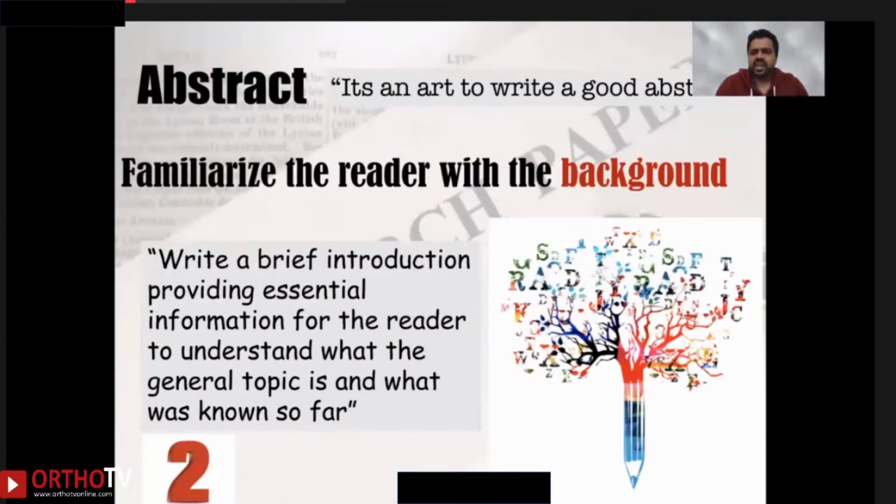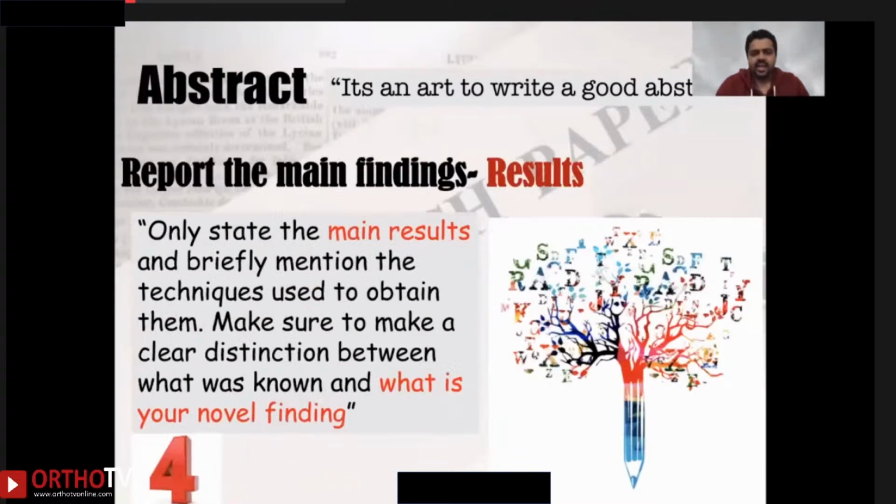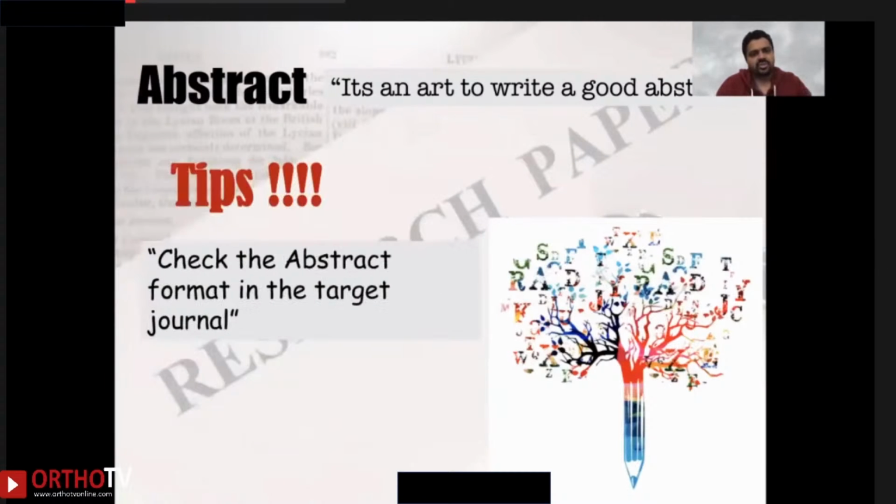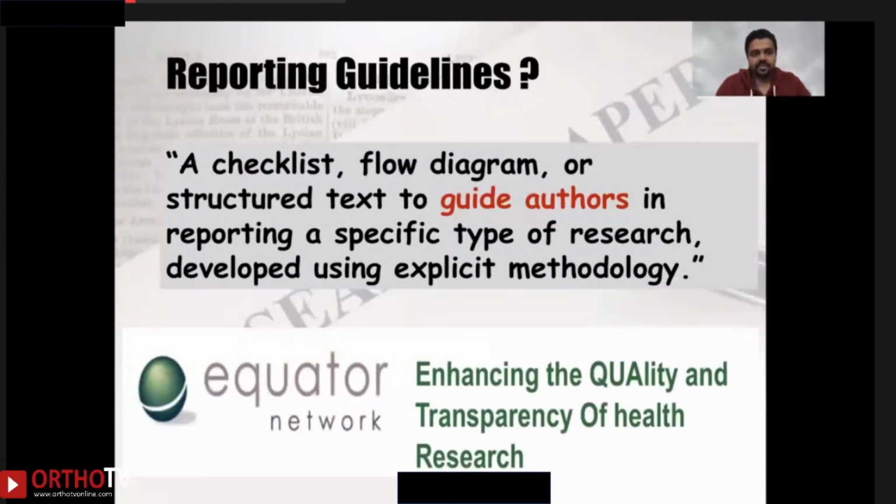Then the rest of the abstract is a standard background, the aims, the results, and the conclusion. The tip is, before writing the abstract, check the abstract format in the target journal. Most journals will have a different abstract format, so please stick to that.